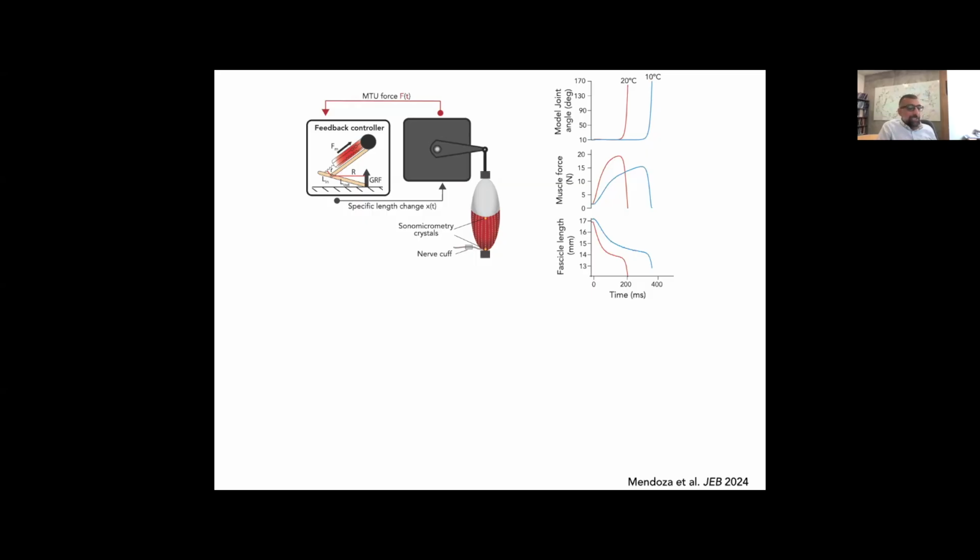Regardless of the temperature, it just takes a while longer for the 10 degree to do that. Here we have muscle force. We have higher forces in red. That's not really a thermal effect. That's more of an effect of the rate of force development increasing significantly with our increase in temperature.